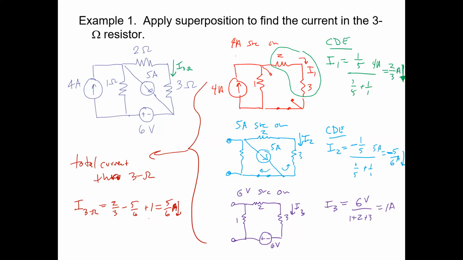Any questions? Isaac. Could you have a problem with more than 3 sources in it? You could. Well, was it worth the effort to use superposition? Because you got to redraw the circuit over and over again. That's sort of the good question.